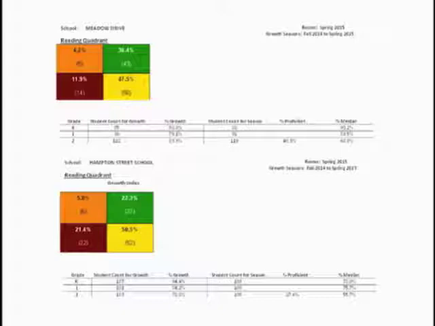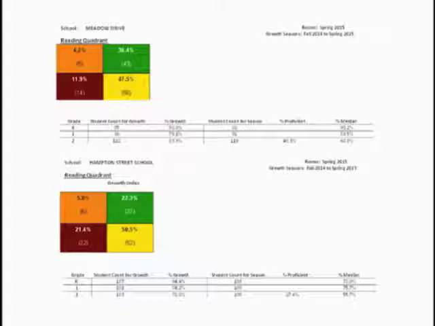The proficiency numbers are lower. So you see proficiency for Meadow is 40%, and proficiency for Hampton's 27 in reading. So this is the beginning of our situation in Mineola.